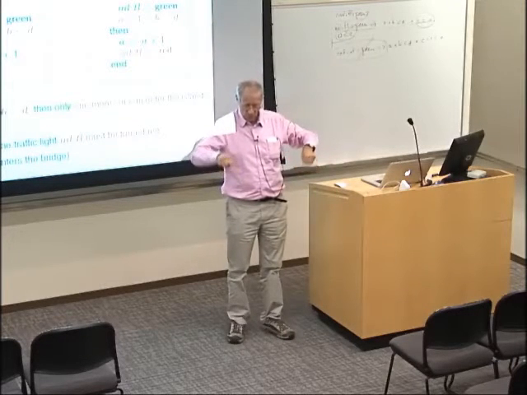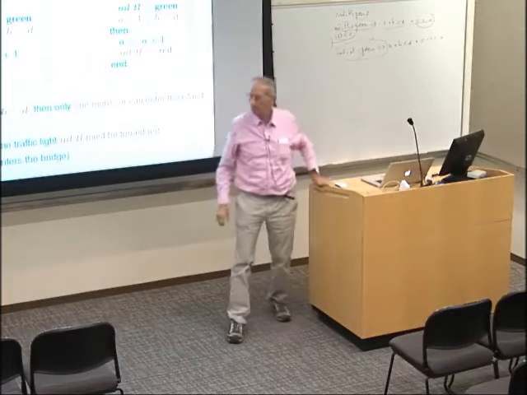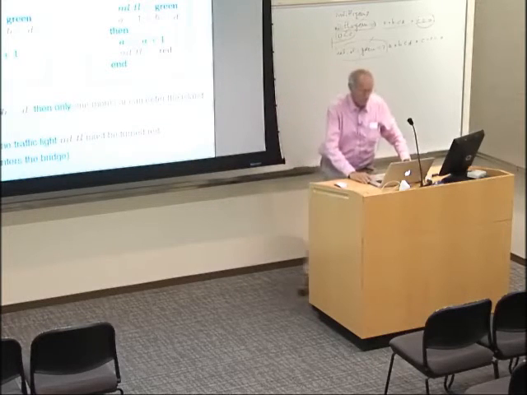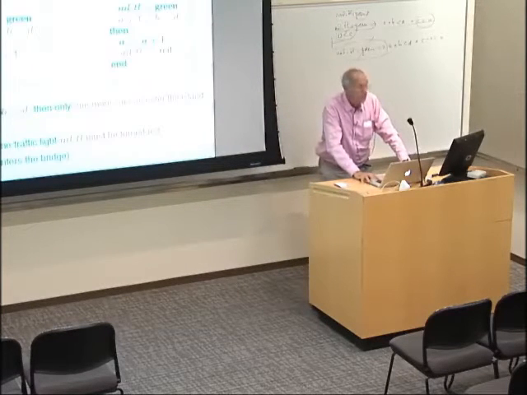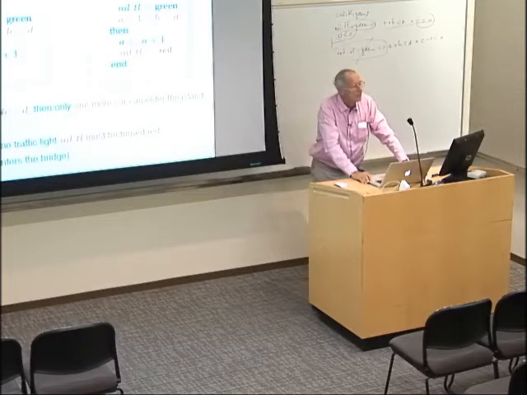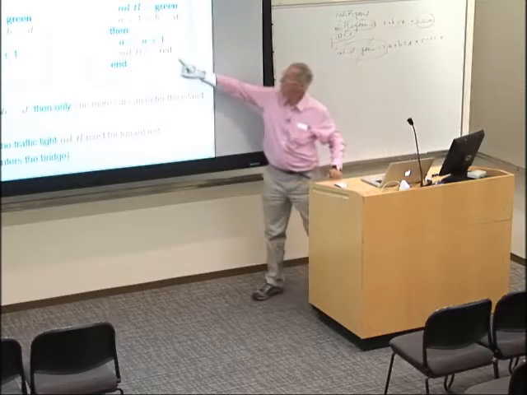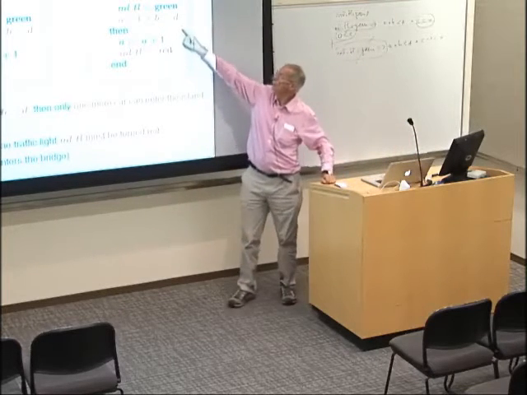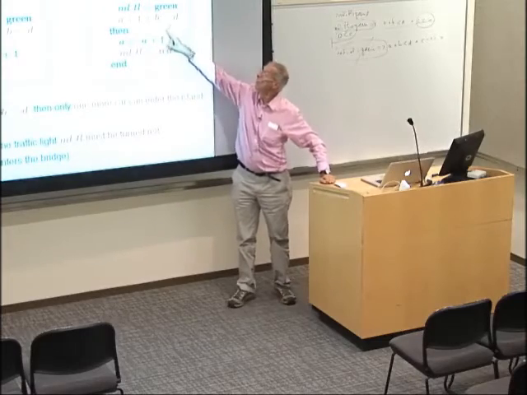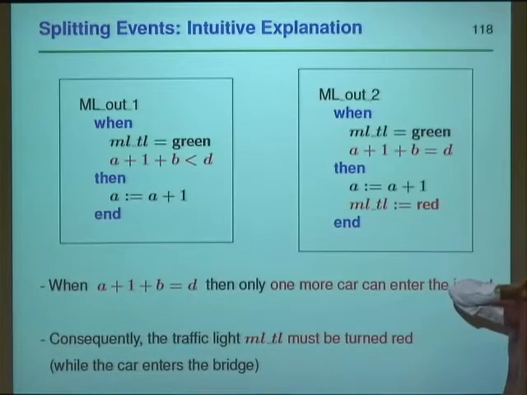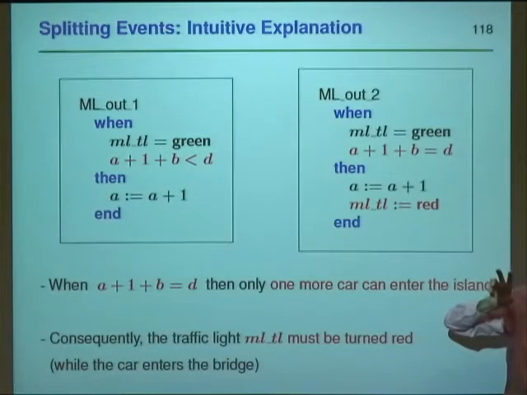And these two events have to refine their common abstraction. So how was this figured out during the proof that you need to split ML out? Here certainly. If you don't have this, and you are in this situation, then you cannot prove that the number of cars is always smaller than or equal to D.